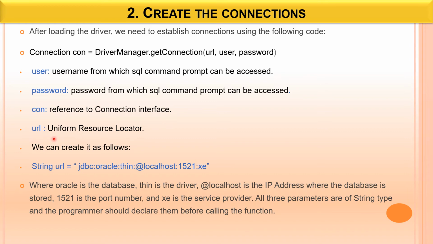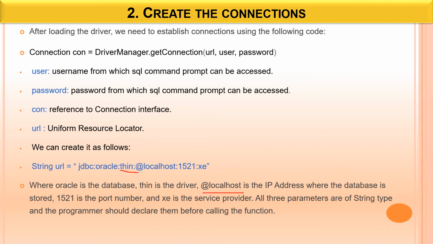Next is the URL, that is, the uniform resource locator. We can create it as follows. For example, String url = "jdbc:oracle:thin:@localhost:1521:xe". What is all this? Let us discuss. Oracle is the database, and thin is the driver, which is written here.